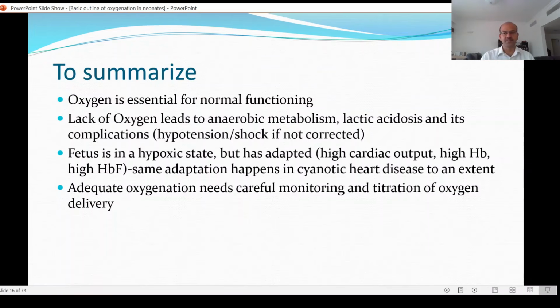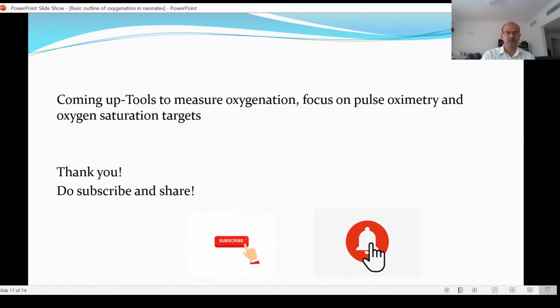Same way, the PPH in babies can manage to an extent as long as there is no acidosis building up. Our target oxygen should be a level where we don't flog the lungs. So we should preserve as much as possible, support the physiology as long as the body is compensating. Adequate oxygenation needs careful monitoring and titration of the oxygen delivery, which will be one of the topics that we will discuss next.